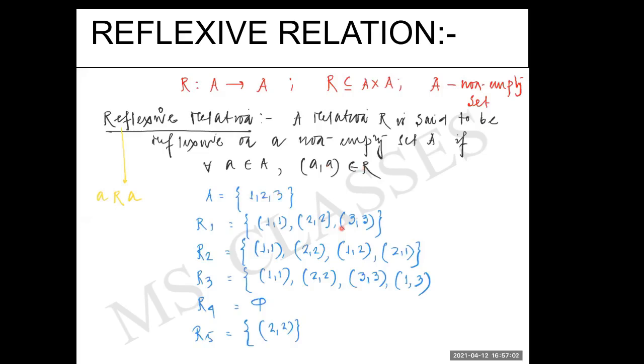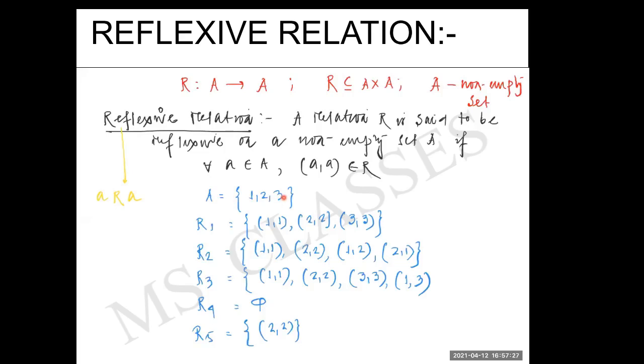For all the elements of the set A, (a, a) should belong to R. That means what? Here you have 1. So if a relation is reflexive, it should contain (1, 1). Here A has 2. If R is reflexive, then it must contain (2, 2). 3 belongs to A. So if it is reflexive, it must contain (3, 3).